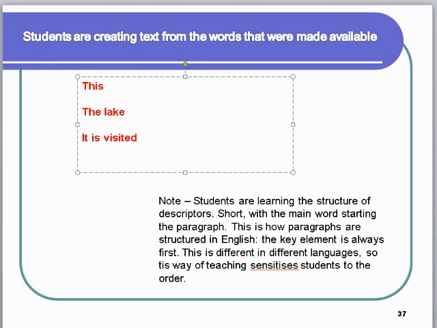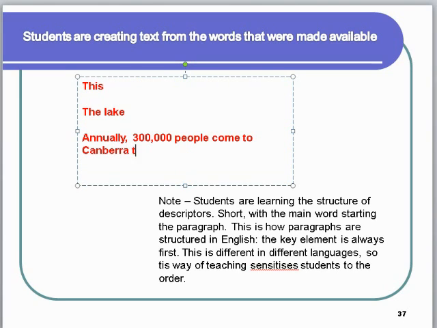So maybe not the lake, but if it was the Parliament House, right? So it is visited daily by whatever. This is just not the right order. So annually, 300,000 people come to Canberra to see the Parliament House, for example, right?